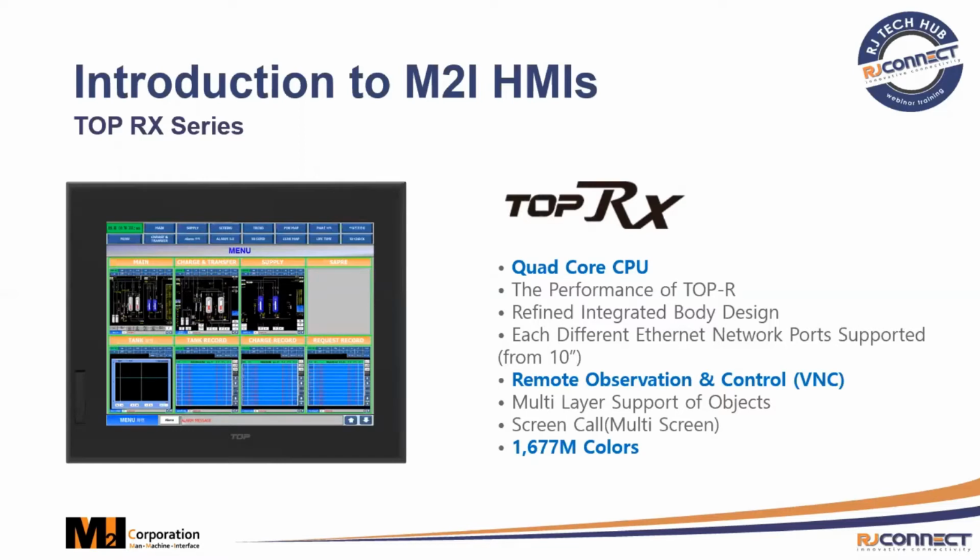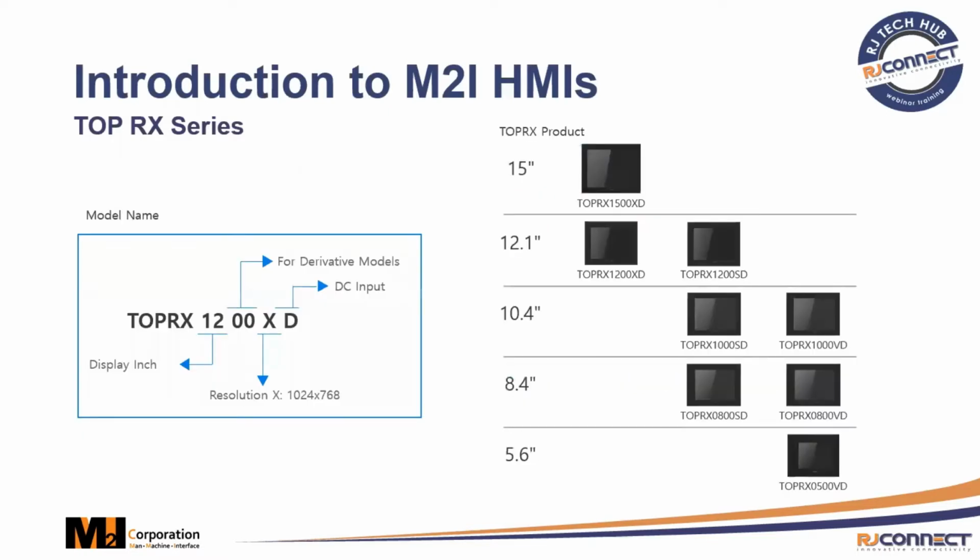We can also incorporate the VNC functionality, multi-layer support of objects, the multi-screen call function, as well as 16 million colors. Now again, just the description of the device model name, the Top RX, that's the model series. The size of the display, 12 in this example. Derivative models, what type of network interfaces you'll have, and then also your resolution would be determined by the X or S version. And then also DC input as standard.